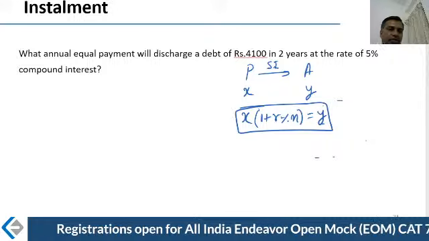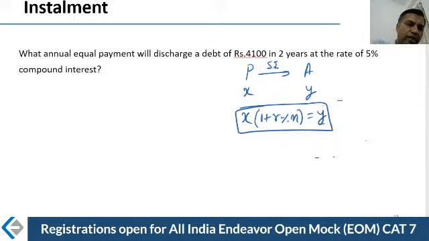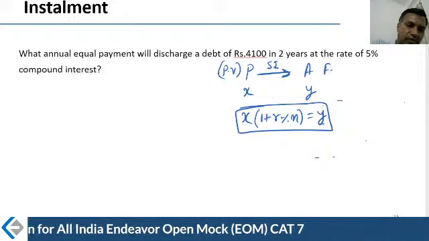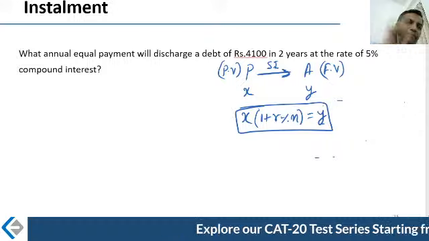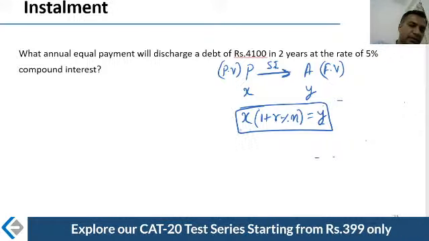When you are moving from present value to future value, this is the present value, which is the principal X. What is this amount? The future value. So, present value to future value in the simple interest scheme.